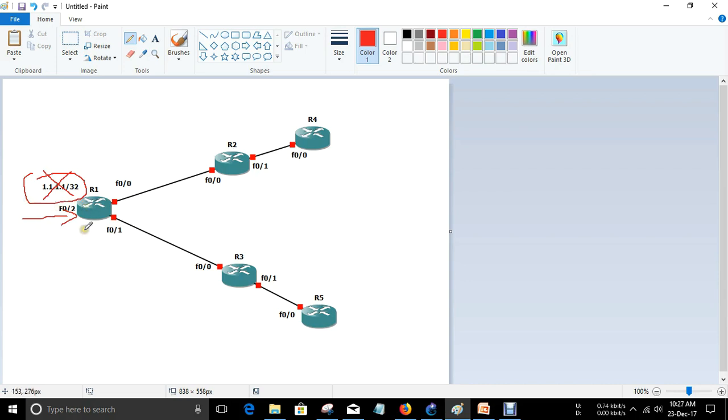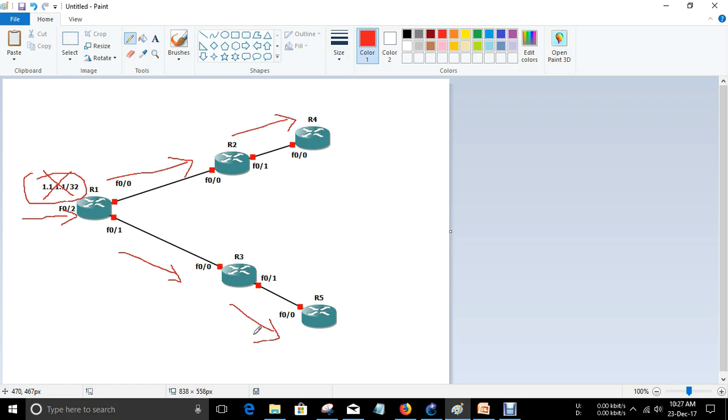Other than this interface, FastEthernet 0/2, it will send a query to all other EIGRP neighbor interfaces. It will send a query to R2 and a query to R3 about this network, 1.1.1.1/32: do you have any information about this network? That way R2 and R3 can reply if they know. If R2 knows it, it will give a reply back to R1, or else it will send a query again to R4. R3 will send a query again to R5.